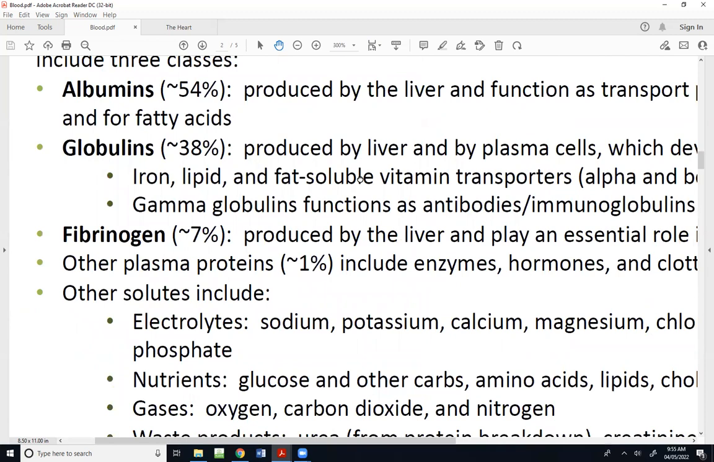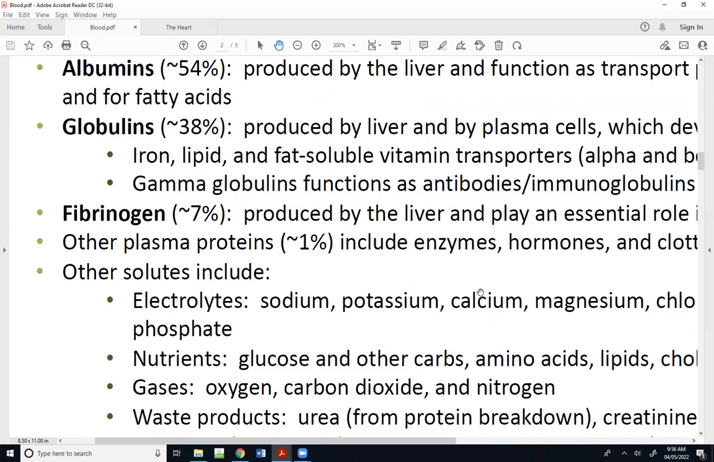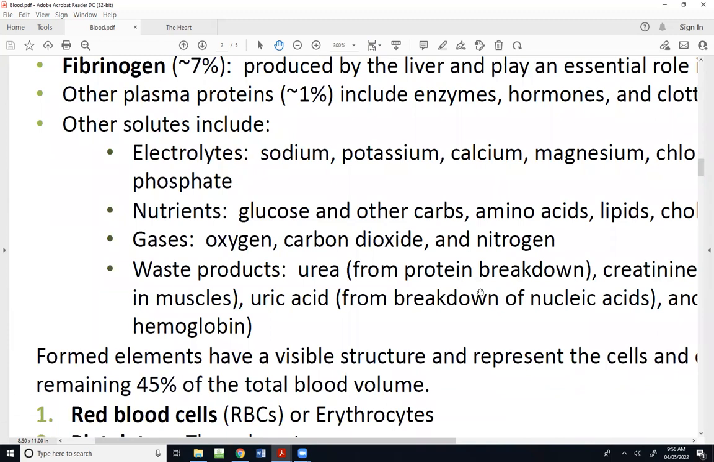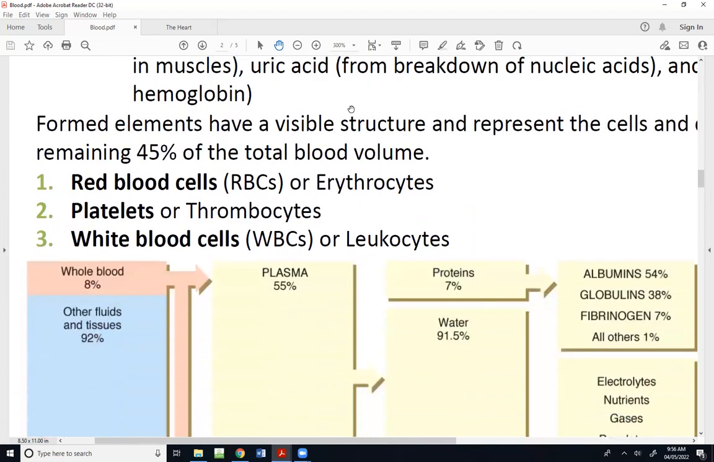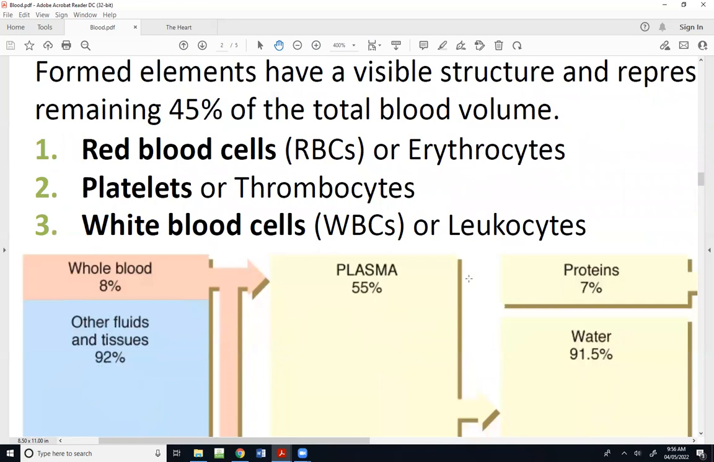All right, let's talk a little bit more about the plasma of your blood. And then down here at the bottom, we'll talk just briefly about the cells and cell structures.